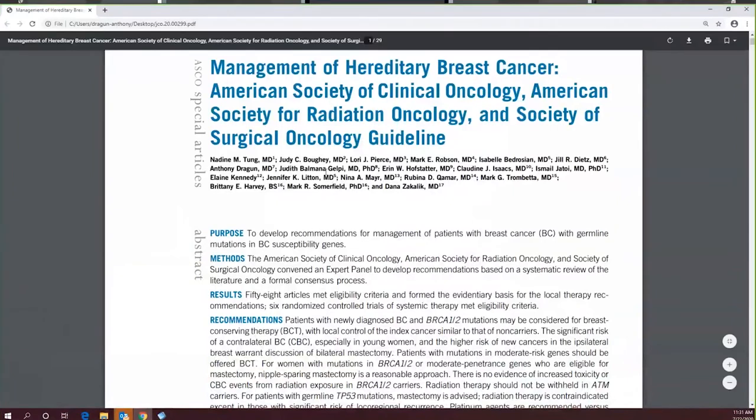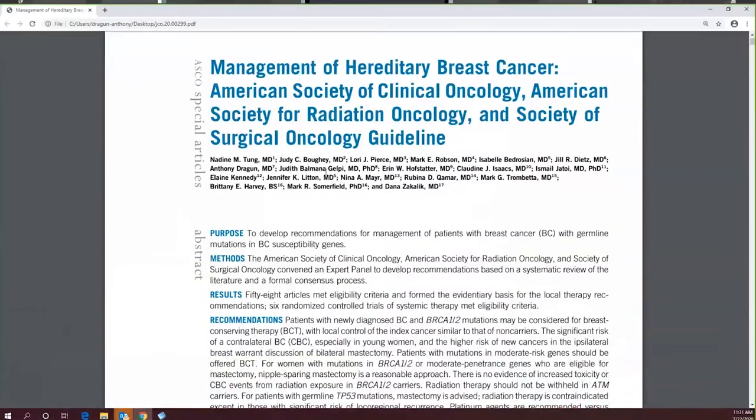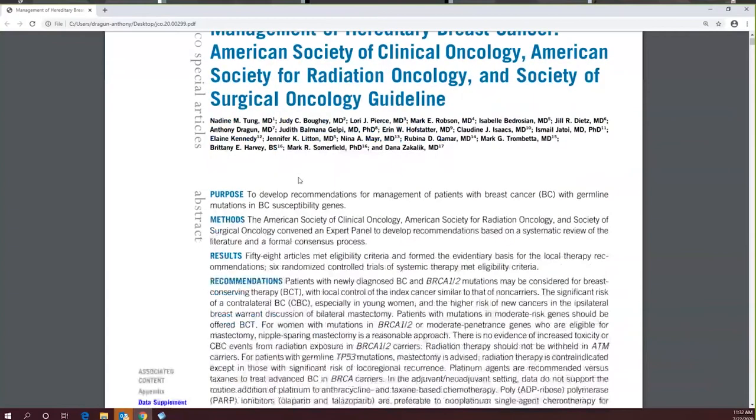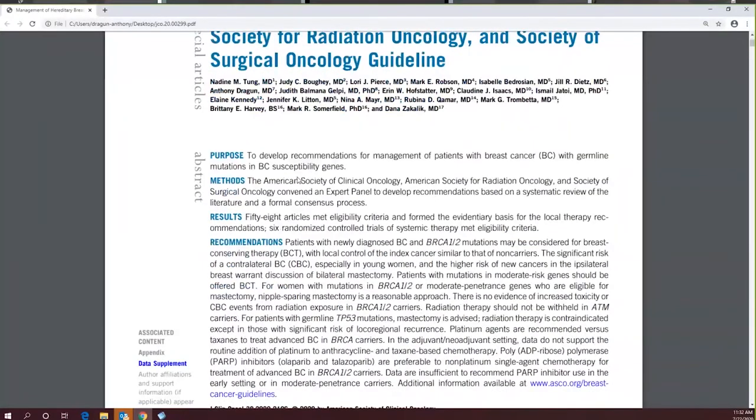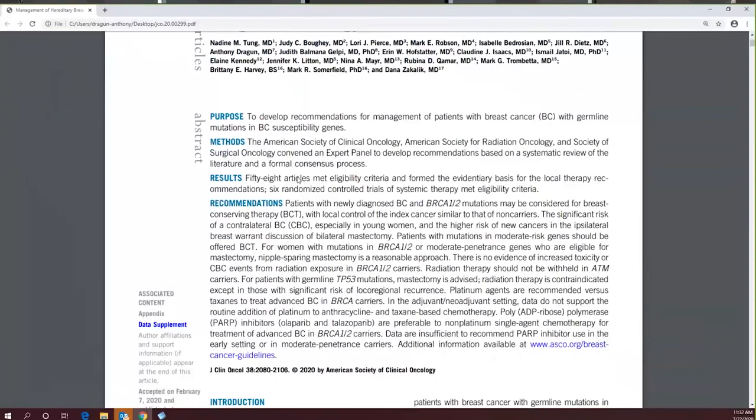There was a panel of doctors that were put together, breast cancer specialists in the areas of surgery and radiation, which is what I do, and medical oncology. This was put together by the American Society of Clinical Oncology and radiation oncology, the two largest groups of cancer physicians in the United States. I was honored to be a part of that panel with all of these other doctors from around the country. The idea was to put together some recommendations for how we approach women who have certain genes that make them susceptible to breast cancer.